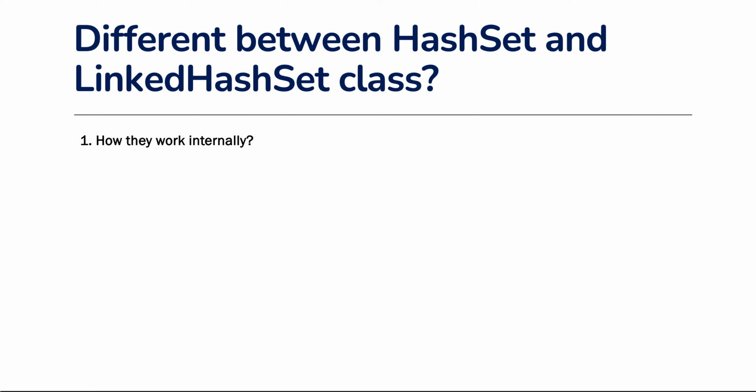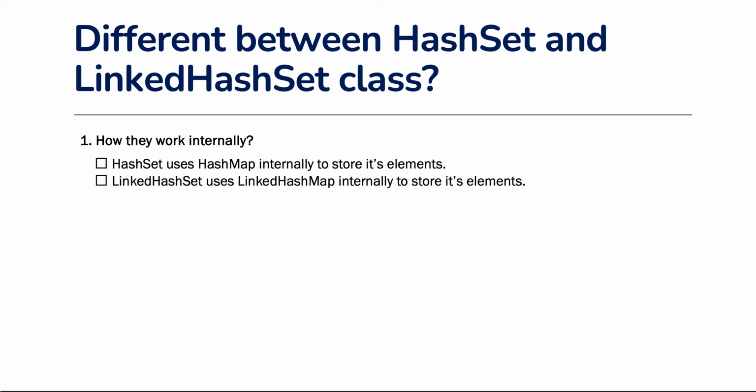First difference is in terms of how they work internally. HashSet uses the HashMap internally to store its elements. That's what we have seen as part of the internal implementation of the HashSet. But LinkedHashSet uses the LinkedHashMap internally to store its elements. So what is the difference between using the LinkedHashMap and HashMap? Basically HashMap does not maintain the insertion order, but LinkedHashSet maintains the insertion order.